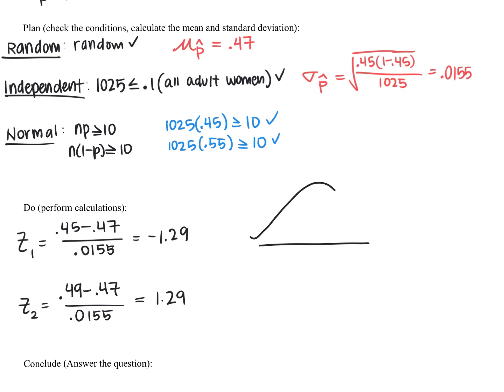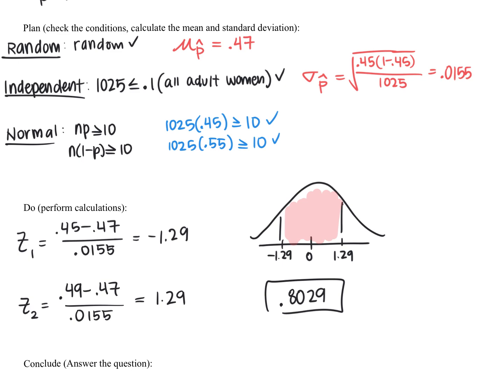So when I look at my distribution, I have my mean, I have my two z-scores, and I'm trying to find the probability that I fall in the middle of those two values. So I go to normal CDF. My lower bound is going to be negative 1.29. My upper bound is going to be positive 1.29. Mean of 0, standard deviation of 1. And I'm going to get a probability of 0.8029.